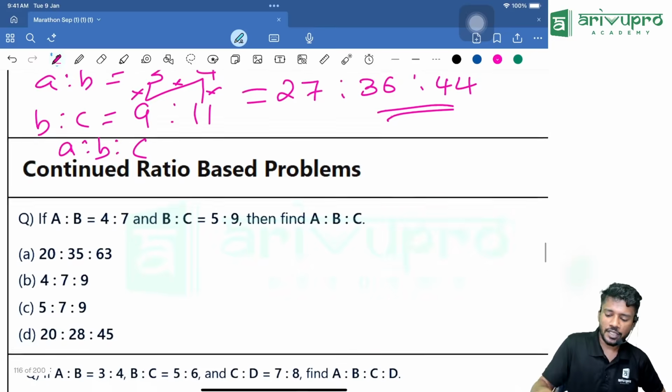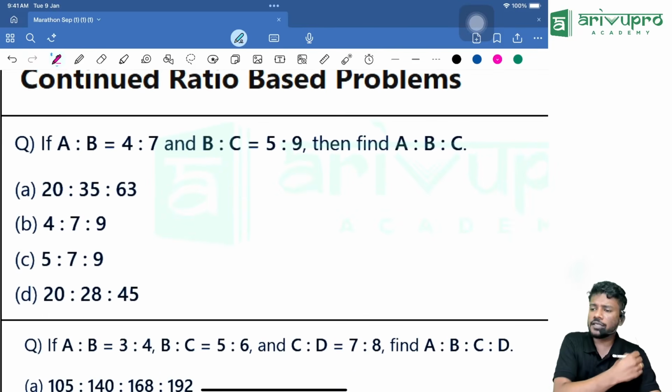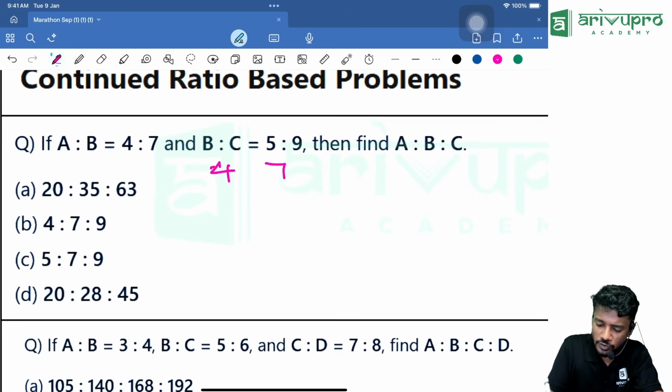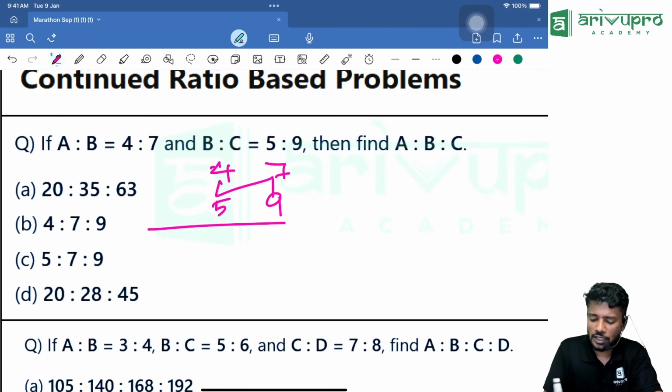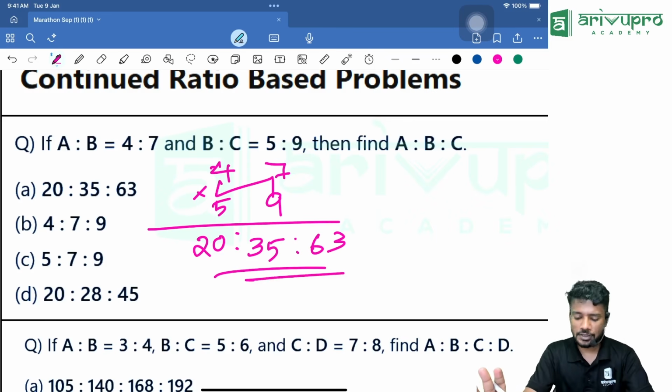Yes. Perfect. Now do this previous year question. A is to B is 4 is to 7. That is 4 is to 7. B is to C is 5 is to 9. Find A is to B is to C. Which will be how much? 20 is to 35 is to 63. Yes. Everyone got this? Yes.